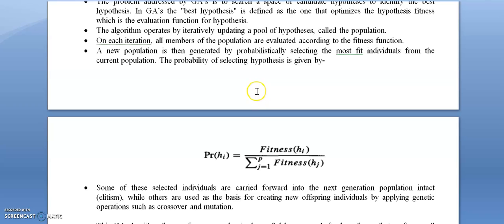Okay, so how will you select the most fit hypothesis? That is done with this probability, which is just the ratio of the fitness of the hypothesis hi which you want to include in your new population, and the summation of the total fitness value of all the solutions present in the population. Now here, some of these selected individuals are carried forward into the next generation population as they are. That is, we don't want to lose the best solution we had in the previous generation. So some of the solutions are carried forward as they are, while we are going to replace the other solutions.